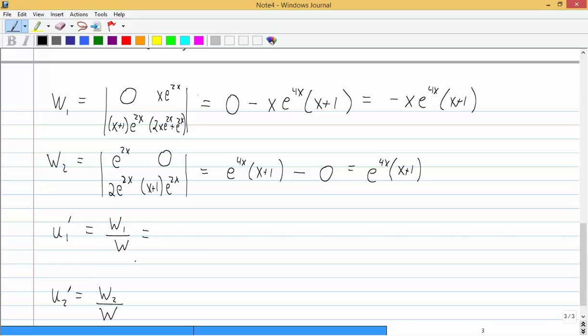Alright, so w sub 1 was negative x e to the 4x times x plus 1. The Wronskian, w, was equal to e to the 4x. So more than likely here there's going to be something that cancels out. You see here it will be those two terms, and that leaves you with negative x times x plus 1, or negative x squared minus x, if you distribute the negative x. Okay, that's our u sub 1 prime. We're going to have to use that in just a minute.